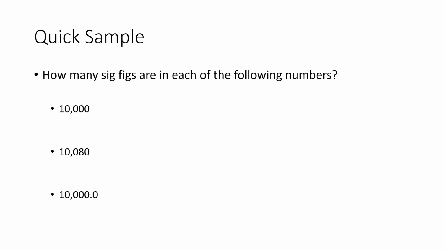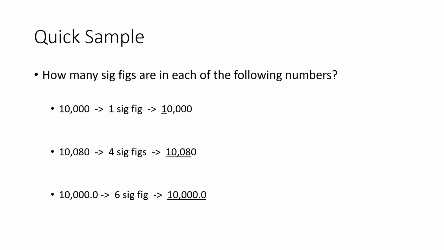So, quick sample. This is slide 2 of the notes. How many sig figs would be in each of these numbers? And they're all pretty similar numbers. For the first one, we've got 10,000. The second one is 10,080. The third one is also 10,000, but we've specified it as 10,000.0, which actually does matter. We're going to look at the rules for sig figs in a second, but go ahead and get in your heads how many you think each one is. You can pause if you want to think about it.